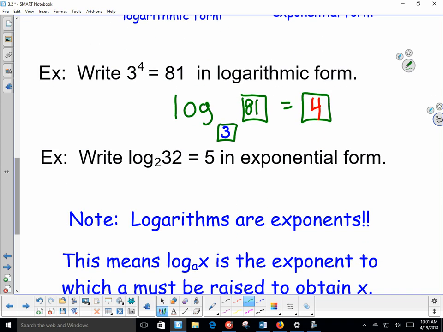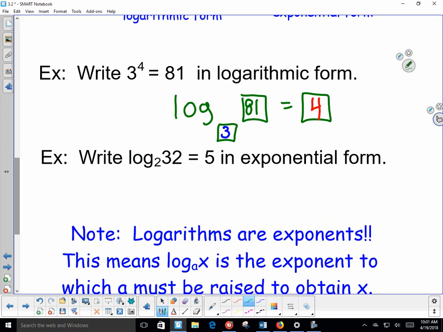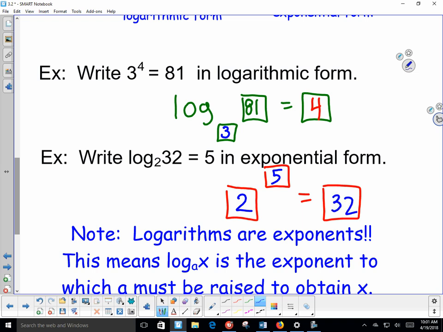All right, so let's try this one. We're writing log to the base 2 of 32 equals 5 in exponential form. So we're going the other direction now, from log form to exponential form. I want you to fill in these boxes: something raised to the something equals something. This would be exponential form. Can you help me out with that, Dylan? 2, and then 5 equals 32. So 2 raised to the 5 is equal to 32. Do people agree with this? All right, so that's how you go from exponential form to log form or log form to exponential form.